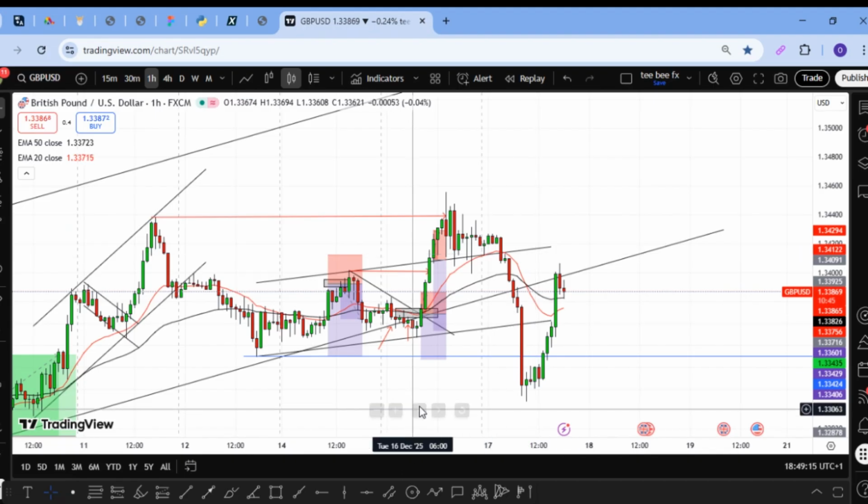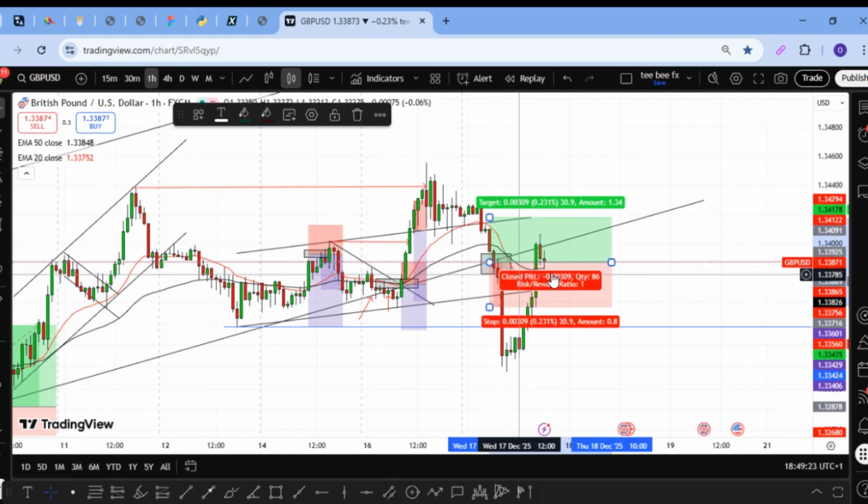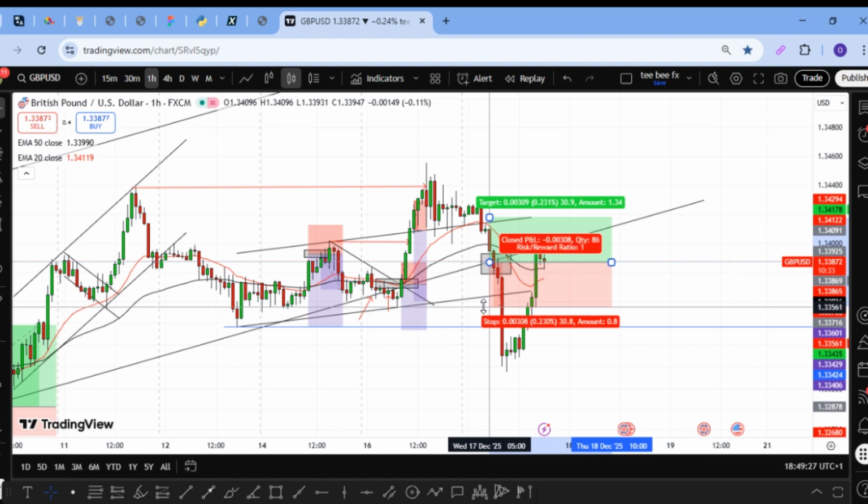And I was expecting this trend line to hold on this level. I was expecting this trend line to hold here, so I went in for buy, and another news came again in the morning, and price went straight to my stop loss. I lost a lot of money on this trade.